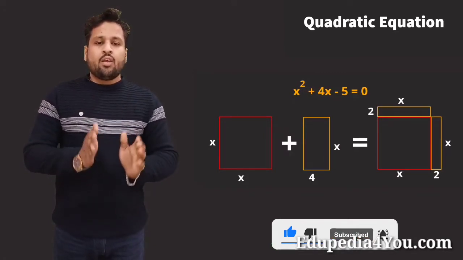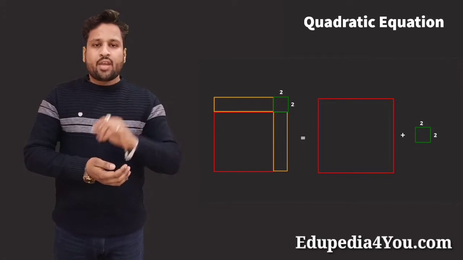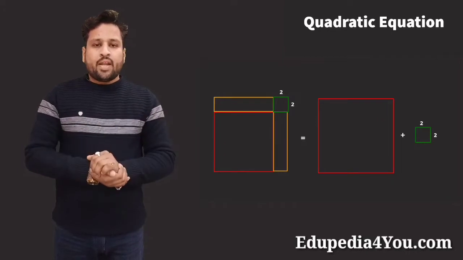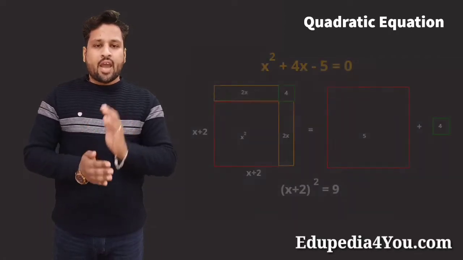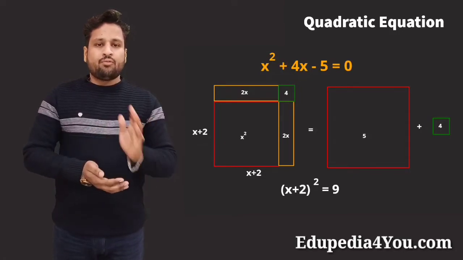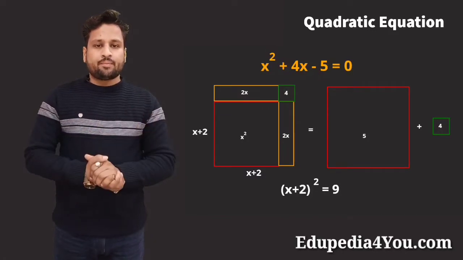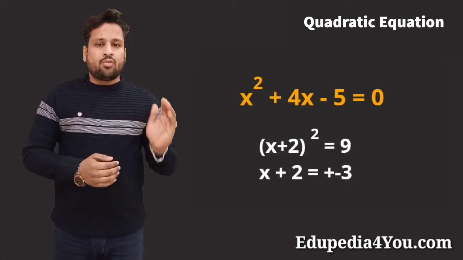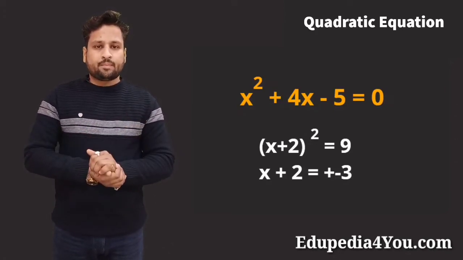To complete this square, we have to add a small square at the corner of side 2 having area 4. So, add this small square on both sides to maintain the equivalence. Now we have a new square of side x plus 2. Now the right hand side becomes 5 plus 4, which is equal to 9. It means our new square has an area equal to 9. If we write this algebraically, we get x plus 2 whole square is equal to 9, or we can say x plus 2 is equal to plus or minus 3.